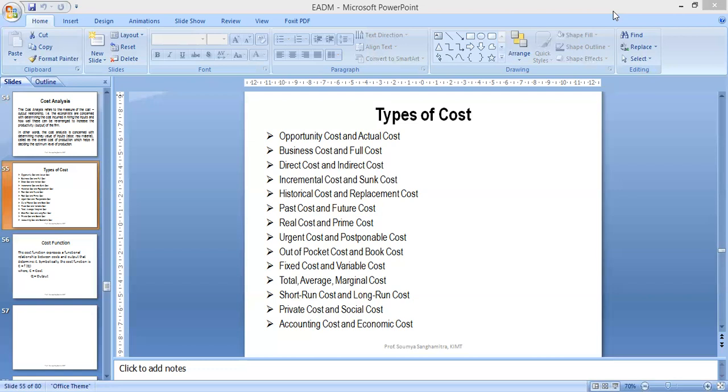And the cost which can be postponed for some time, that is, whose postponement does not affect the operational efficiency of the firm, is called postponable cost. For example, maintenance cost can be postponed for the time being, and this distinction of cost is very useful during war and inflation.